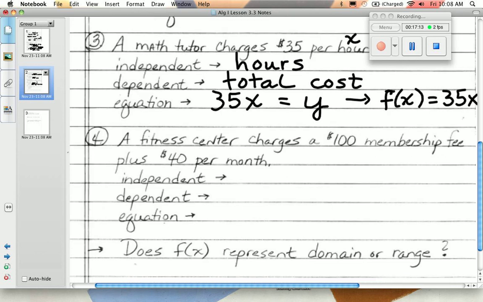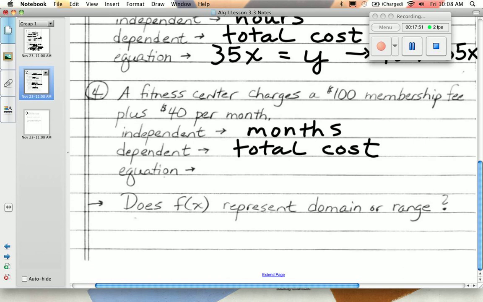Okay, let's look at number 4. Fitness center charges a $100 membership fee plus $40 per month. What's the independent? Months. Number of months, yeah. It determines how much extra money you're going to pay, determined on how many months you're going to be there. How about dependent then? Total cost. Oftentimes it turns out in life that how much we're going to spend is dependent upon lots of different things, right?